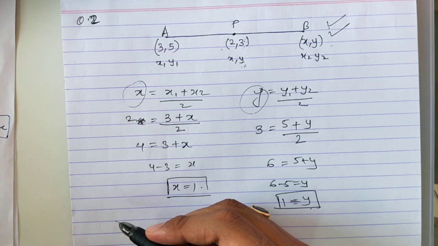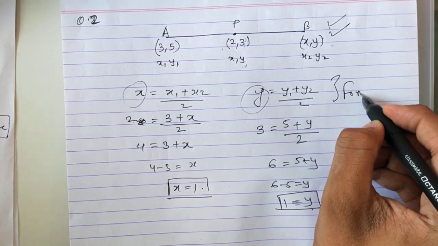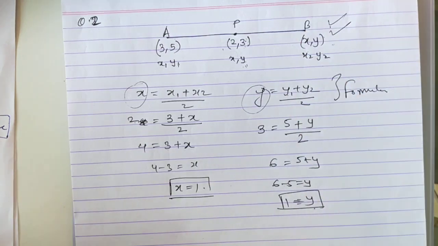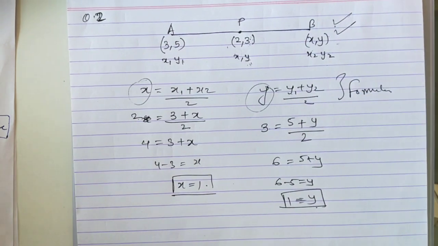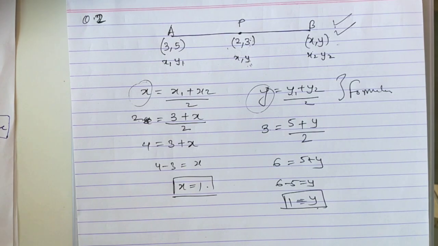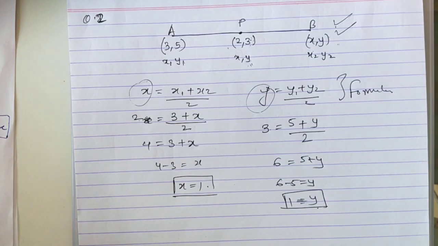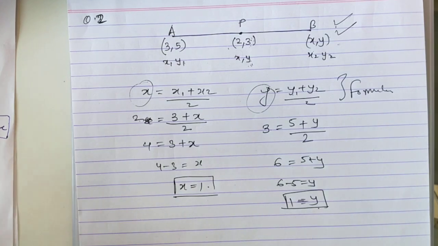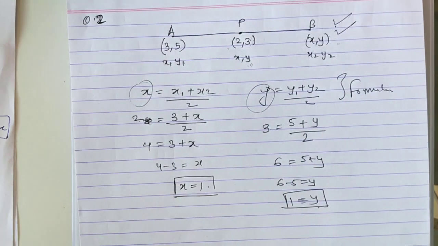Understood? So in every sum you have to first write the formula and then accordingly substitute the values. Okay, this is a very simple and scoring part. The B part is very easy compared to the A part. In the A part we had ratios also, so sometimes we had to find the ratio separately and then find the coordinates. Here there is no need to find the ratio, we can directly find the coordinates. Okay, pause the video and copy it down.